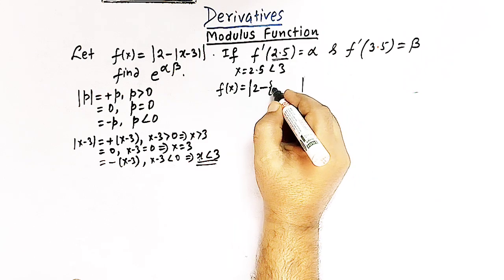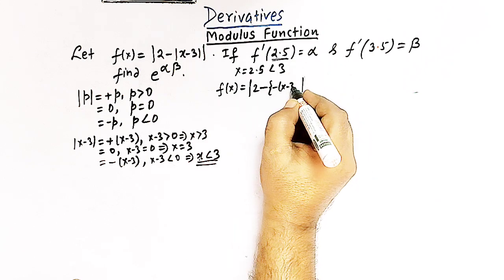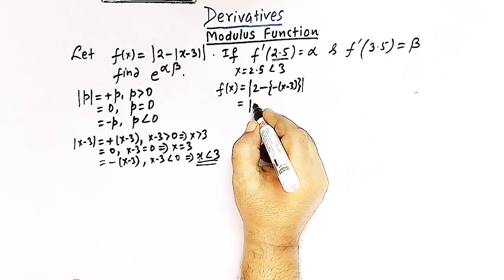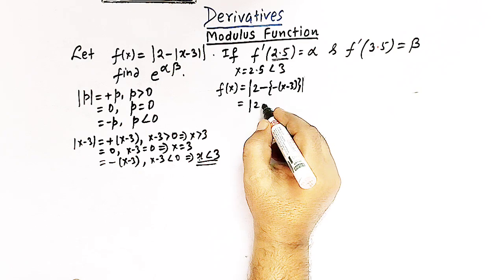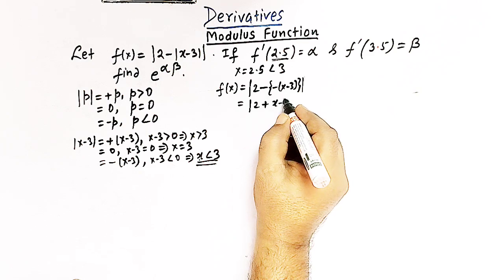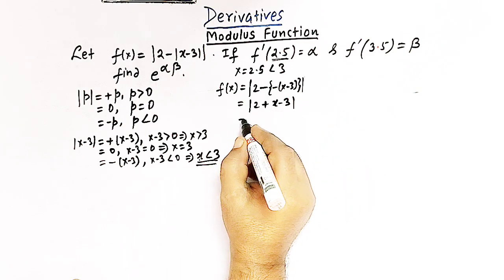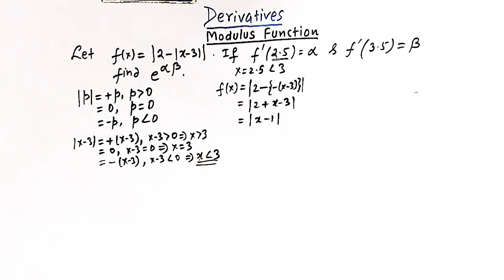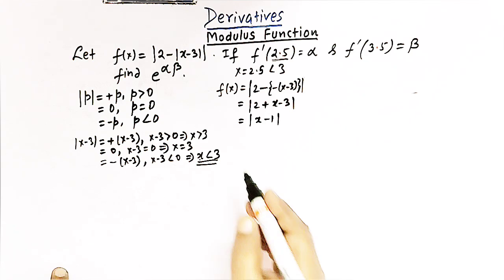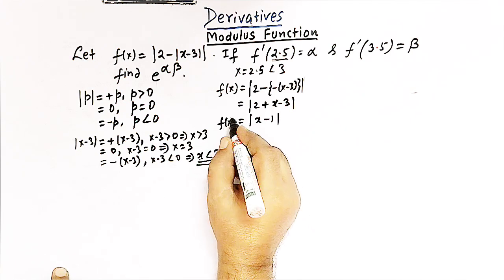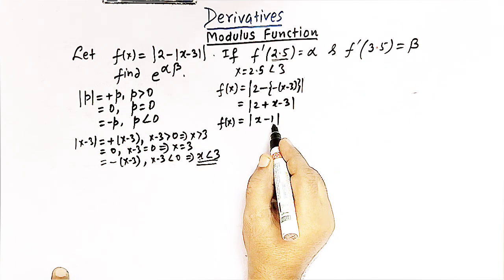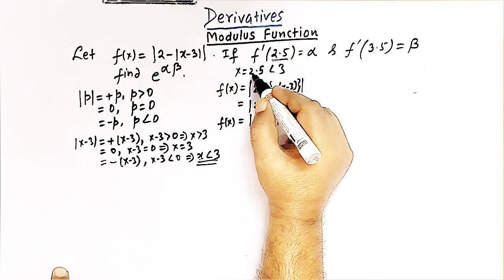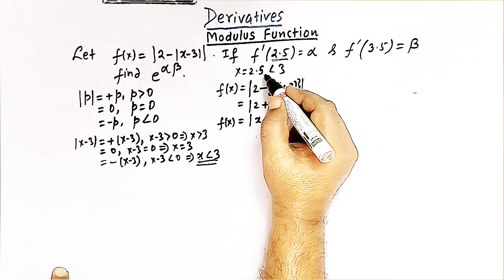So we'll write here a negative of x minus 3, right? So let us solve it. So we have mod, and here we have 2 minus minus plus, so we are left with x minus 3. So this is now x minus 1. So now we have f of x is equal to a mod of x minus 1, right? And we have to find out f prime of 2.5. So x is 2.5, right?